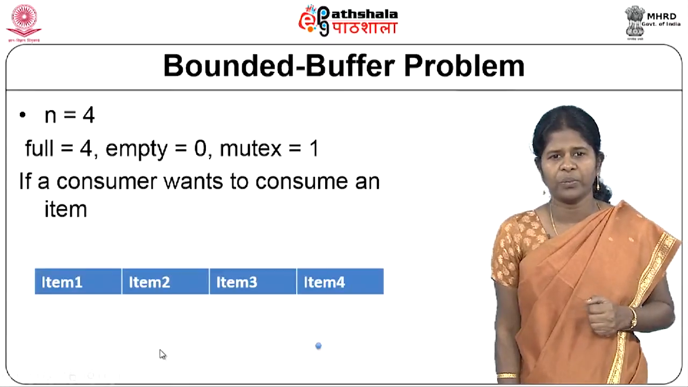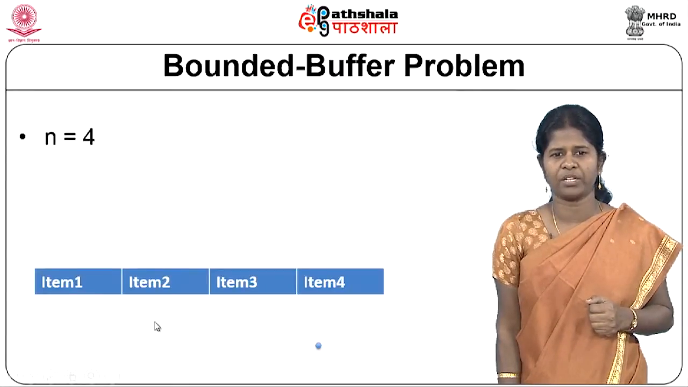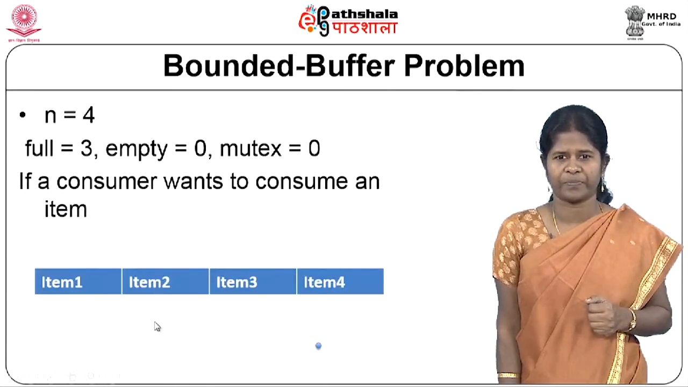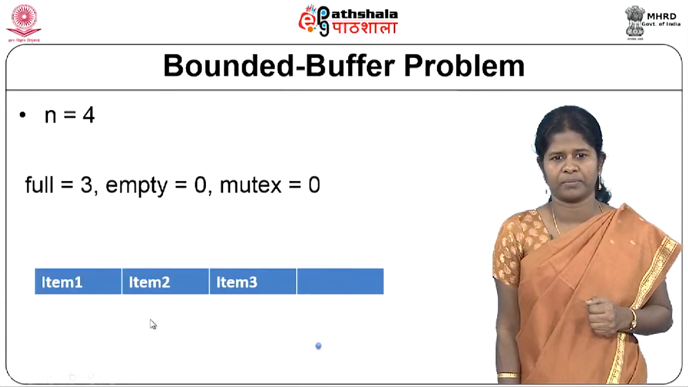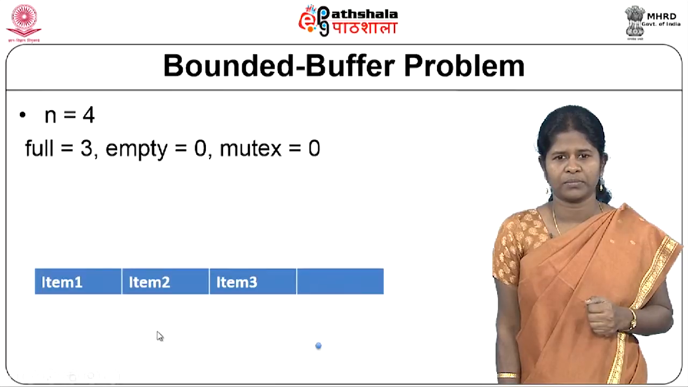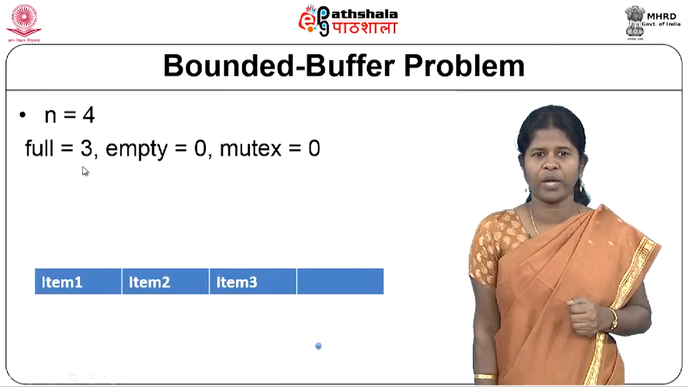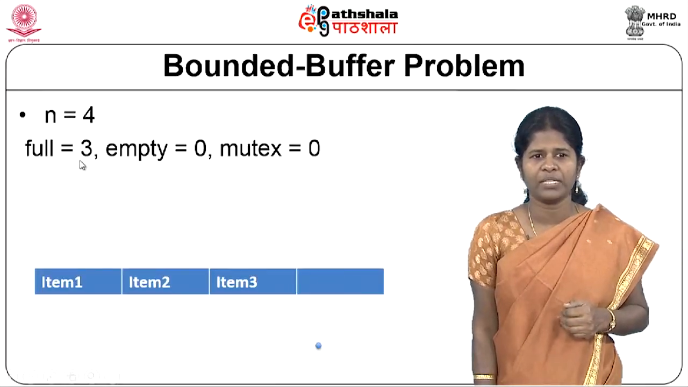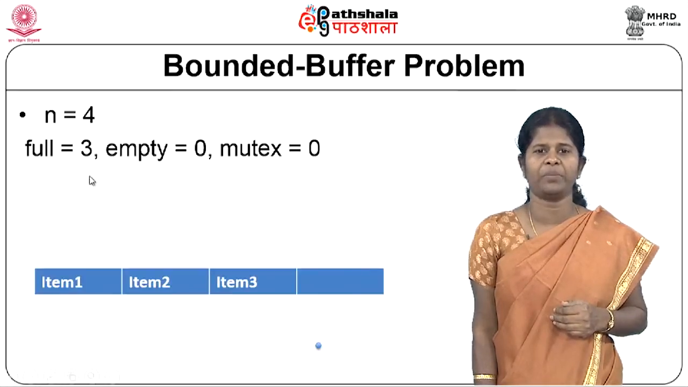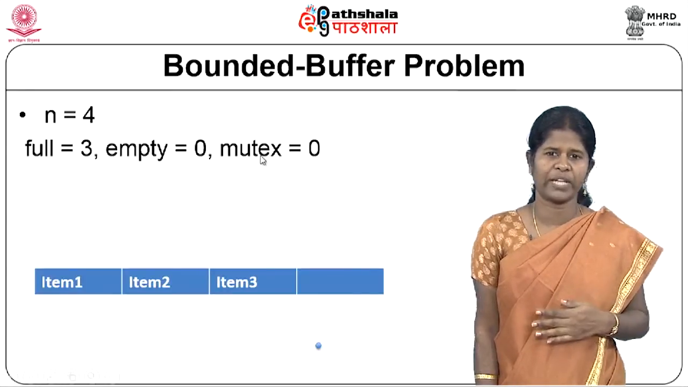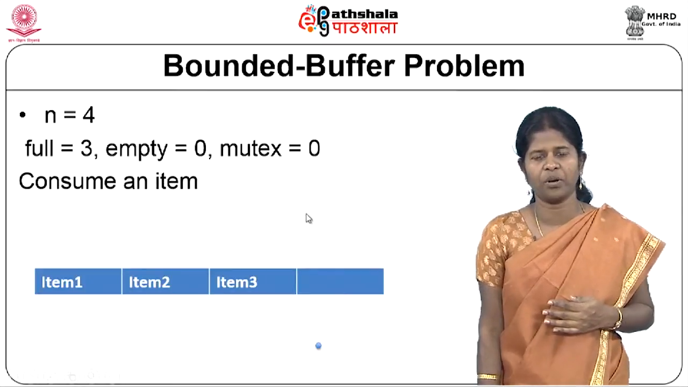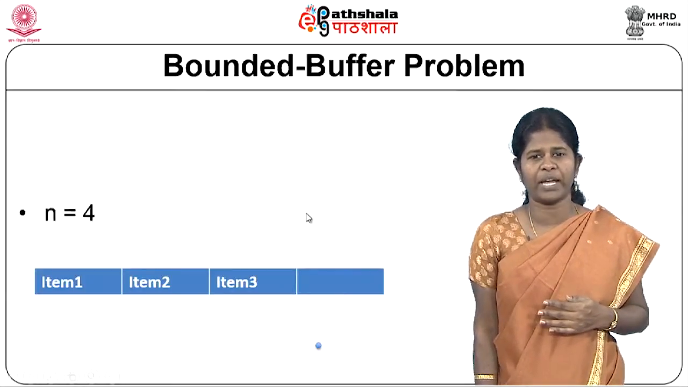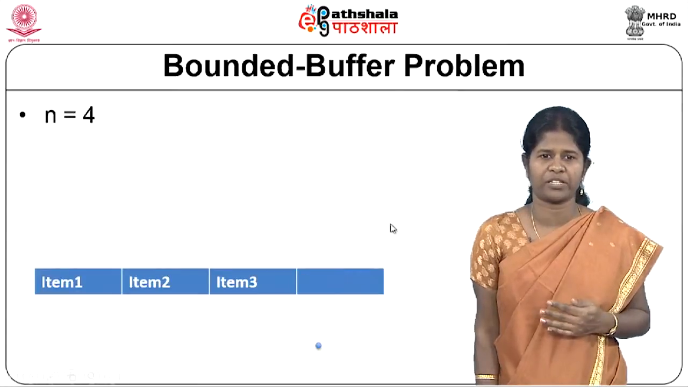So, we will see when it tries to remove the first item, it waits on full. So, it decrements the value of full. Semaphore full is decremented by 1, it becomes 3. It waits on mutex. So, the value of mutex is also decremented, it becomes 0. Now, the consumer consumes an item, item 4.